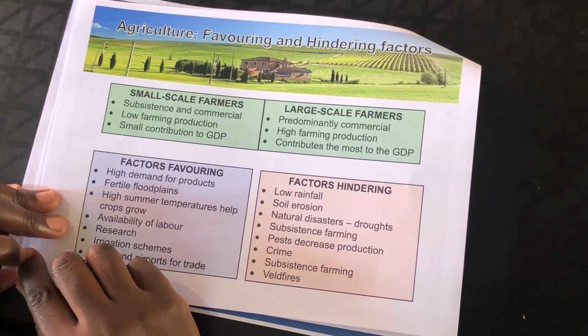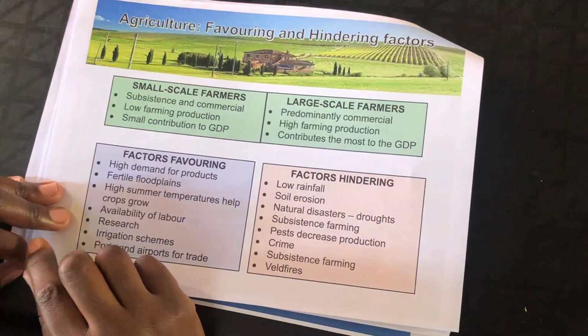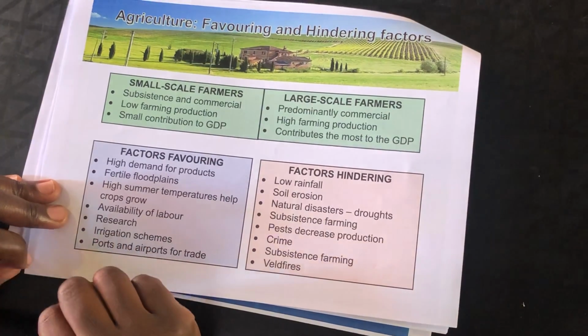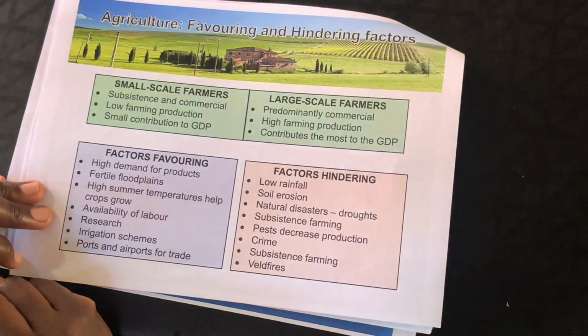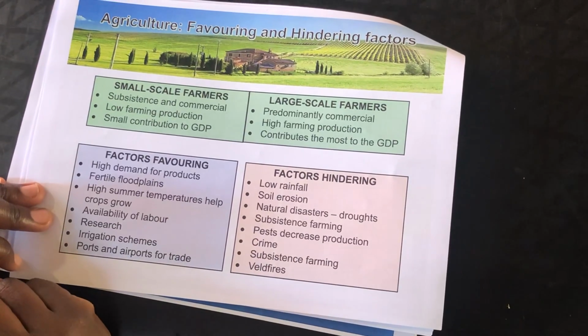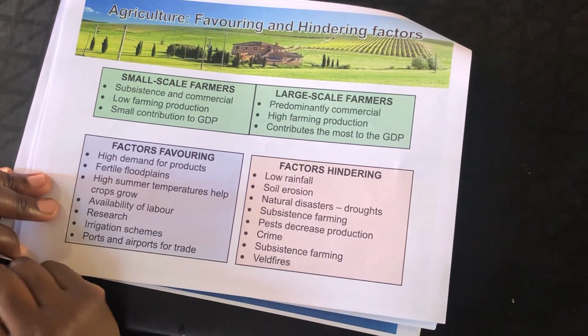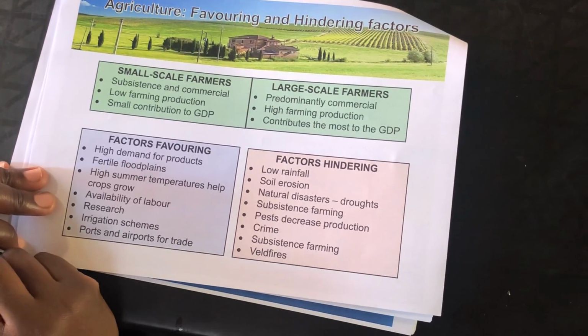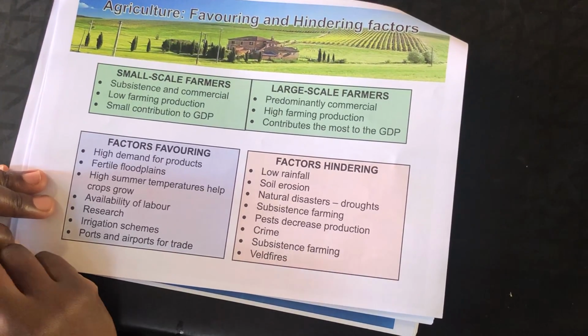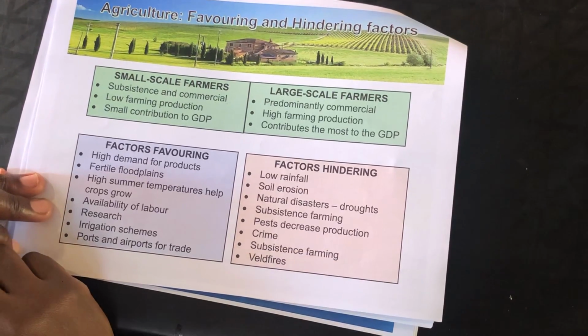What are the factors that favor agriculture? And we are looking at factors that favor. We are being specific with our country, South Africa. We know that there is high demand of agricultural products in the form of food. So we also know that we have fertile floodplains, which are very fertile and can produce crops. Our summer temperatures also are very useful to produce crops.